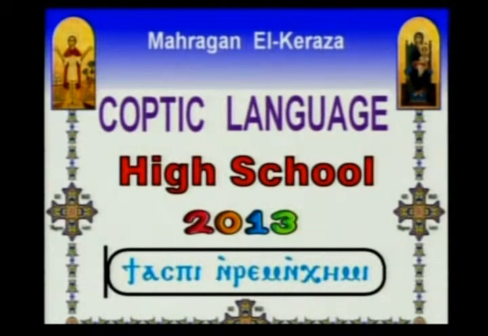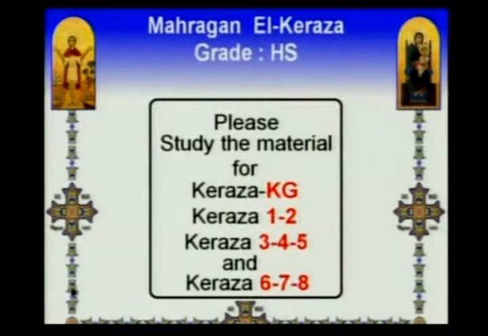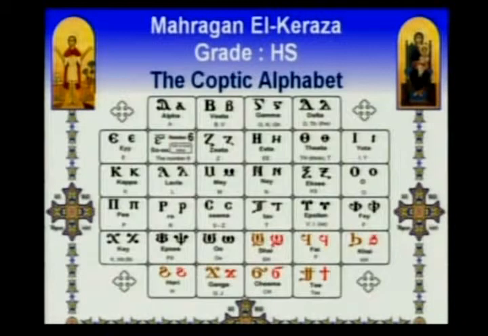This is the lessons for the high school grade of the Mahragan El-Keraza Coptic language. I want to remind you that in order to follow with this high school level, you have to have reviewed very well the El-Keraza KG, El-Keraza 1, 2, El-Keraza 3, 4, 5, and El-Keraza 6, 7, 8 Coptic lessons, so you can follow up with this lesson.